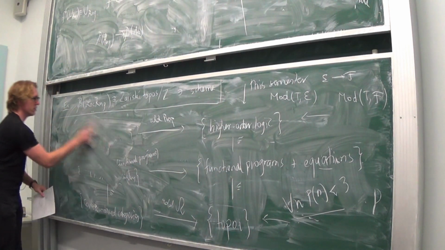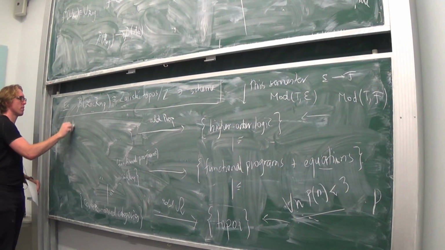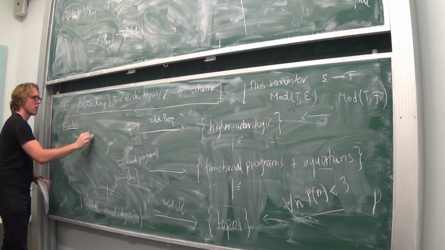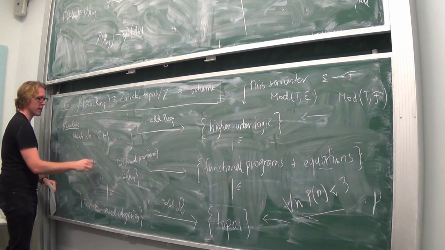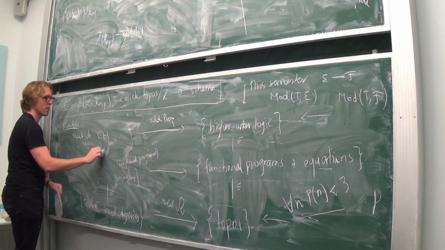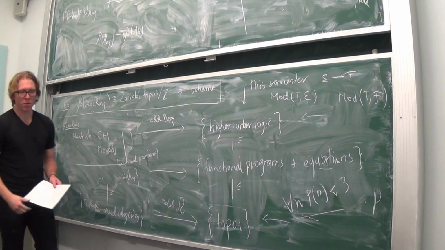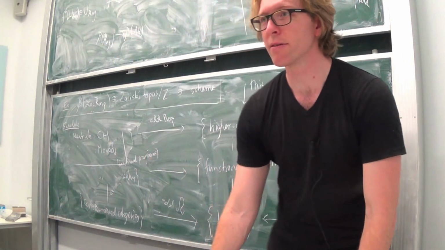So let me just put the schedule up here. Okay, so next week is the Curry-Howard correspondence, and the week after that, Will Troiani is going to talk about monads and how they arise in category theory and computer science.